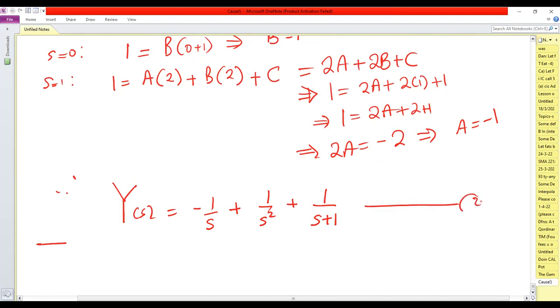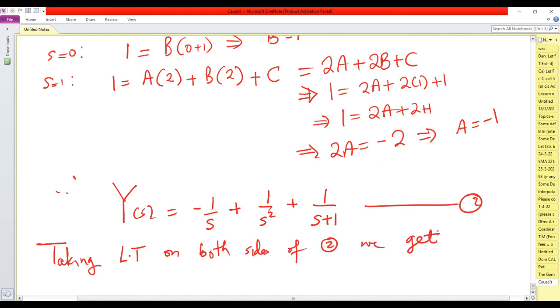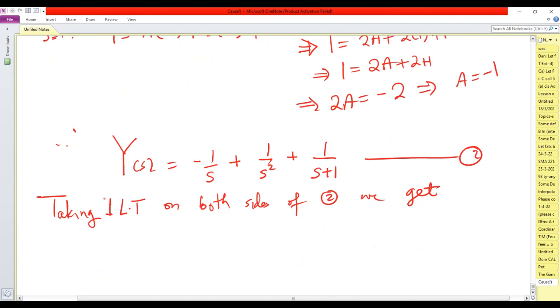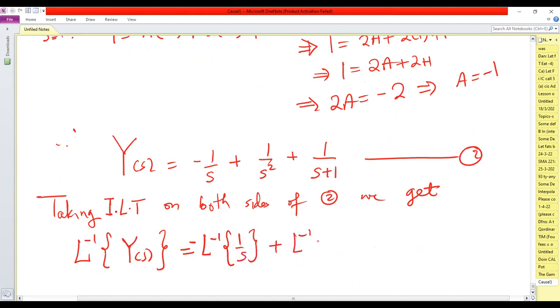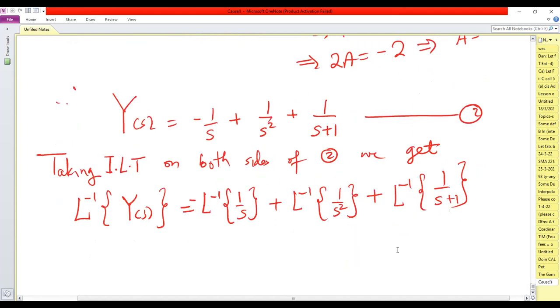Now, if I call this equation 2, taking the inverse Laplace transform on both sides of 2, we get y of u. The inverse Laplace transform of y of s is the same as the inverse Laplace transform of negative 1 over s, plus the inverse of 1 over s squared, plus the inverse of 1 over s plus 1. And all these are standard transforms.